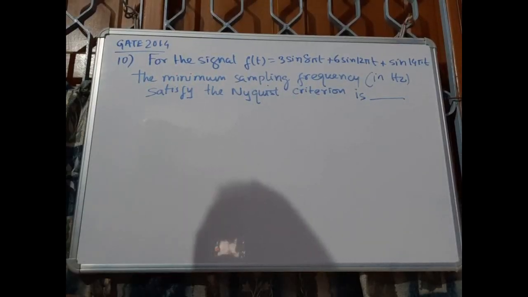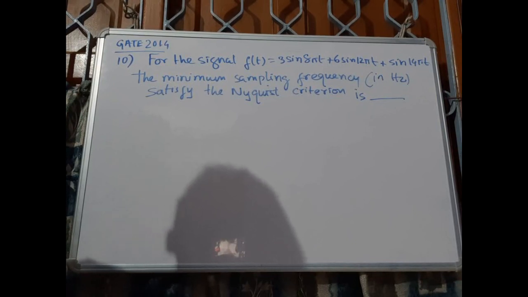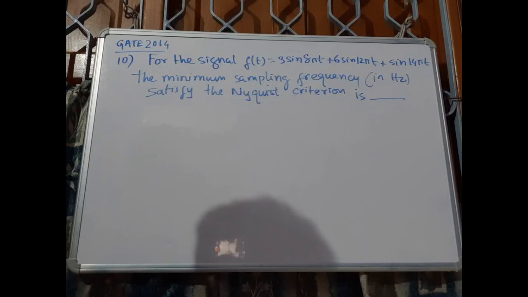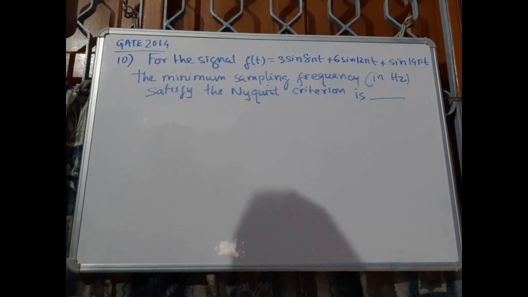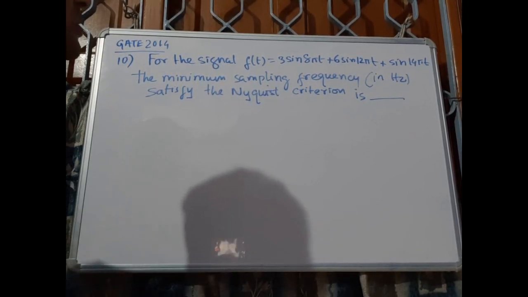This is problem number 10 for GATE 2014. For the signal f(t) = 3 sin 8πt + 6 sin 12πt + sin 14πt, the minimum sampling frequency in hertz satisfying the Nyquist criterion is.